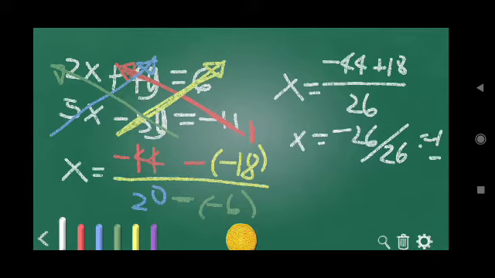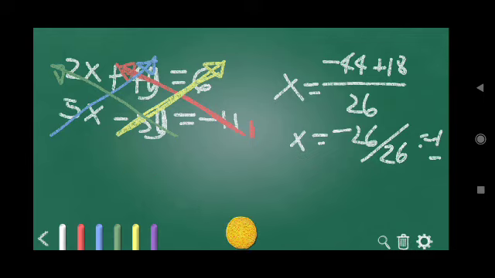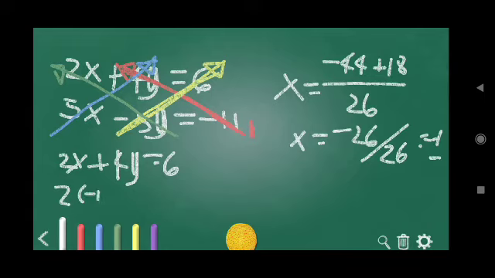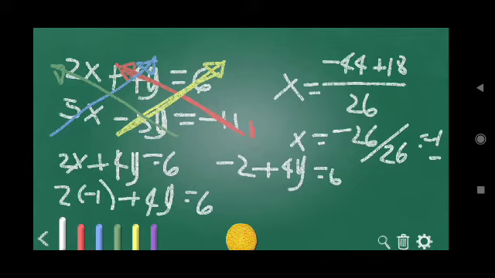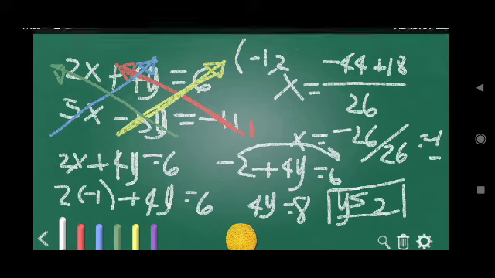To solve for y, I can choose any of the equations. Let me choose the first equation, 2x plus 4y equals 6. So 2 times negative 1 plus 4y equals 6. That gives you negative 2 plus 4y equals 6. For 4y, transpose the negative 2, that becomes 2. So you have 6 plus 2, 8, so 4y equals 8 and y is equal to 2. So the solution to this system is negative 1 and 2.